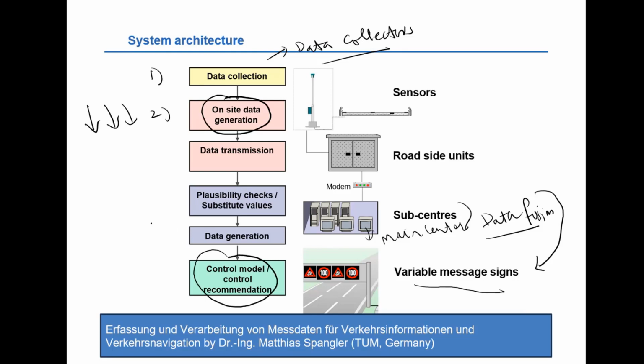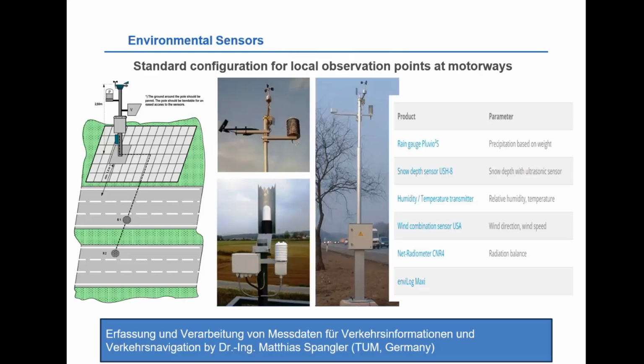And then through that controlled measurement, we recommend different kinds of strategies to ensure safety. For example, if we have disturbed visibility, or if there is an accident ahead, we need to inform all those vehicles before they reach that specific spot.